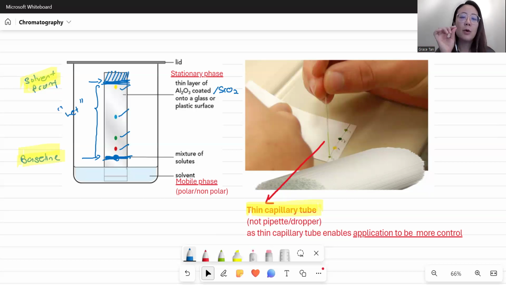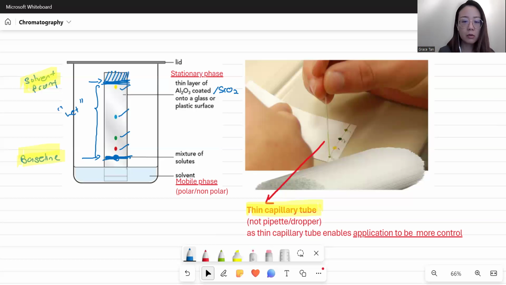So when you snap it apart, that thin part that you pulled is going to be very thin. So we will use that thinnest part to transfer our sample from your maybe test tube or maybe your microcentrifuge tube and place it on the baseline. So you can see here, the picture shows that this person is actually placing the sample using a thin capillary tube on the baseline of the stationary phase.